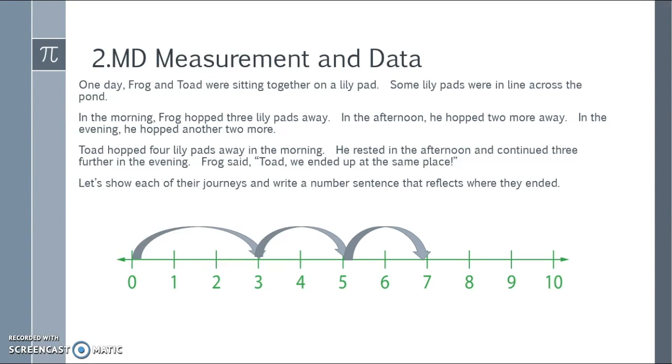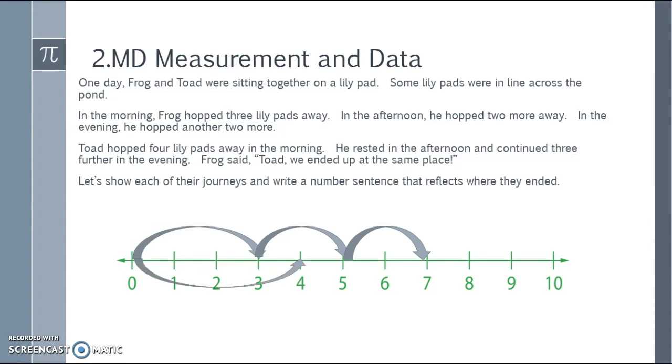Let's underneath show Toad's journey. So Toad jumped 4 in the morning. He rested in the afternoon and continued 3 more in the evening. So we see that their jumps landed in the same place. When we follow Frog's journey, he did 3 jumps plus 2 jumps plus 2 jumps, and that is the same as, or equal to, 4 jumps plus 3 jumps.